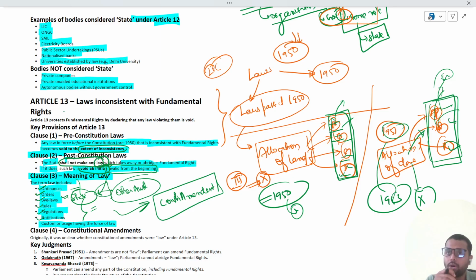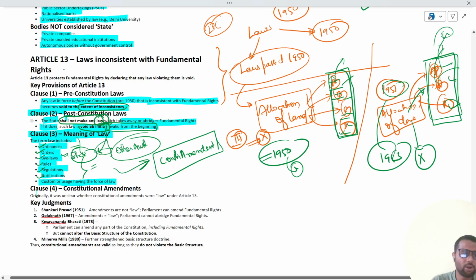And that was the question or the challenge before the Supreme Court. And under various judgments, it has taken a different stance. But finally, the court agreed that yes, the constitutional amendment is also taken under the jurisdiction of the term law. And tomorrow, no parliament or no government can amend the constitution and take away the fundamental right, because the constitutional amendment is also coming under the jurisdiction of the term law.